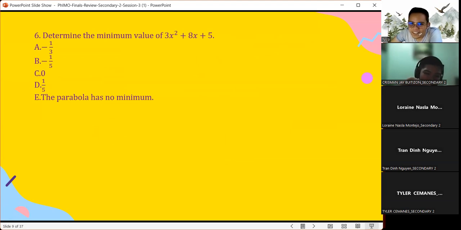Determine the minimum value of 3x squared plus 8x plus 5. When you say minimum value, take note that you have a value here, which is 3x squared, right? So what are we gonna do here? We can try to divide everything by 3, or you can just simply use the formula c minus b squared over 4a, right?